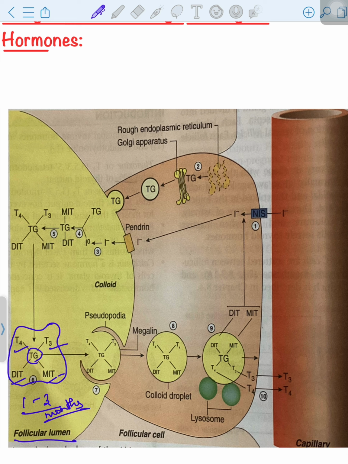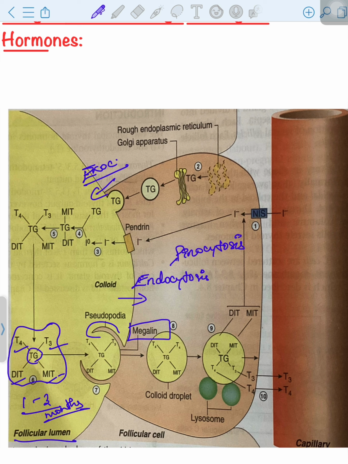Now let's see how it exits. Well, how did thyroglobulin enter? It entered through exocytosis, right? Now it is going to exit by endocytosis, and that too by pinocytosis. Okay? Here, as I already said, there is a transporter called as megalin transporter, which is a thyroglobulin exit transporter. Okay, now this transporter is going to help the transport of this colloid into the follicular cell. A pseudopodia is formed and this colloid is transported just as the colloid droplet into the follicular cells.